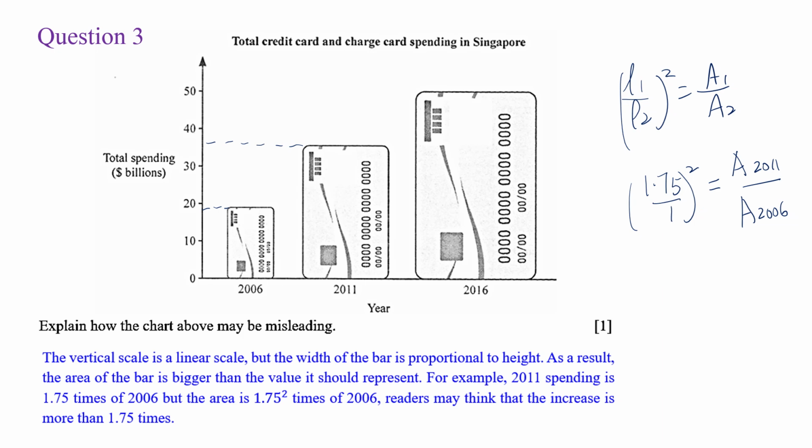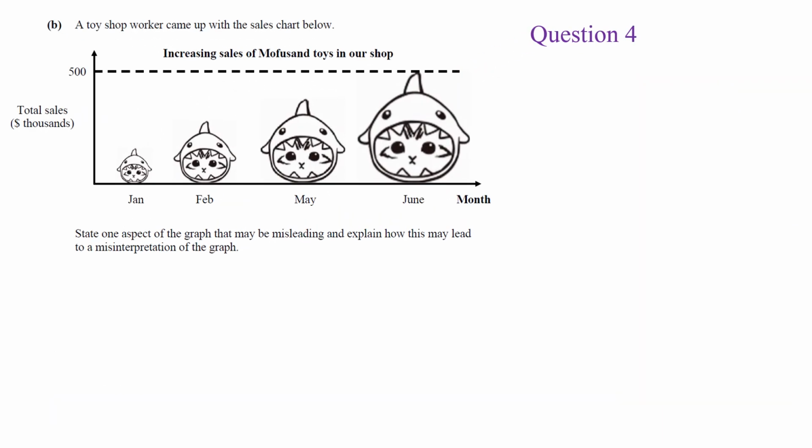So when we explain, we need to explain in terms of mathematical concepts, as what is being highlighted. Let's look at the last question. In question 4, we're shown the increasing sales of some toys in one shop. On the horizontal axis, showing the months January, February, May, June. And on the vertical axis, showing the total sales in thousands of dollars. State one aspect of the graph that may be misleading, and explain how this may lead to a misinterpretation of the graph.